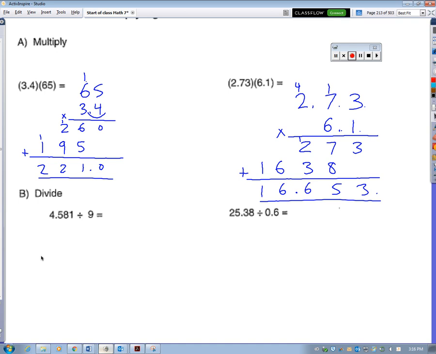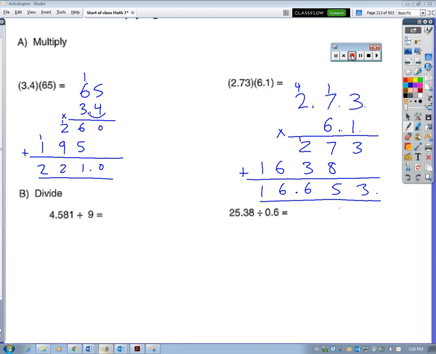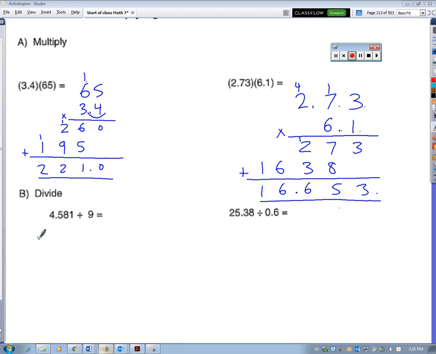Alright, 9 into 4.581. Try to be as neat as we can here. 9 does not go into 4. Let's put our decimal up top so we don't forget it later. 9 doesn't go into 4, so I'm going to put a 0 up here, but it does go into 45. 9 goes into 45 5 times. 9 times 5 is 45.